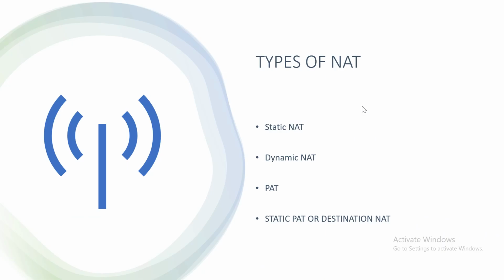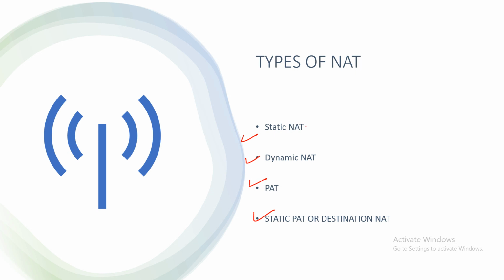Okay. Types of NAT. How many types of NAT are there? Static NAT, dynamic NAT, and PAT.